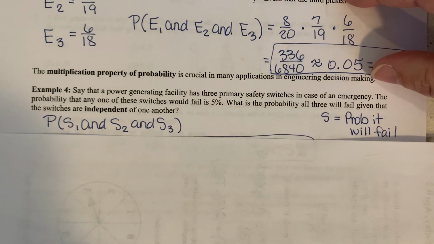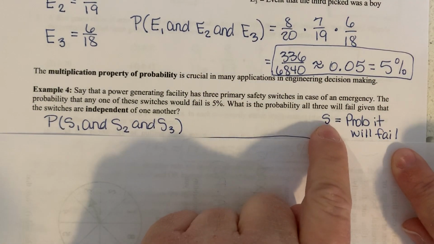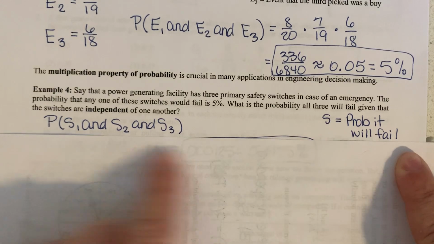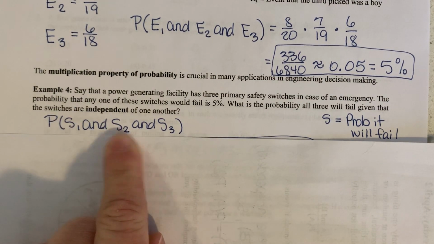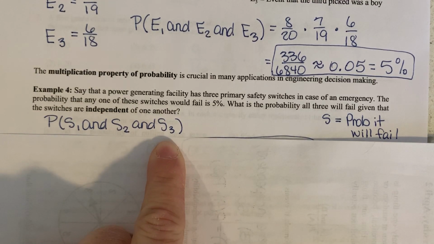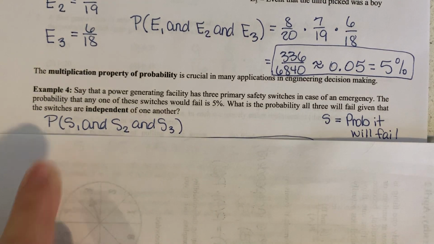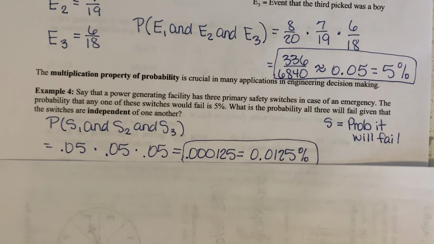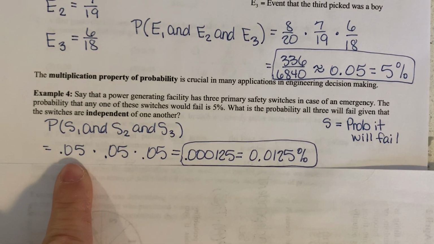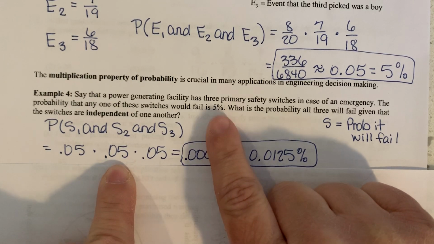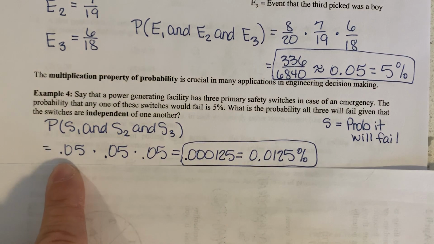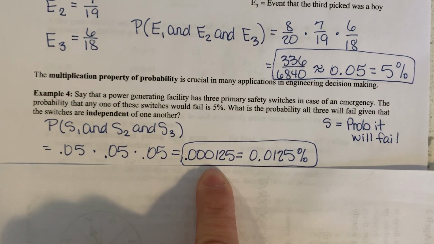So we're going to call S the probability that it's going to fail. We want to know what's the probability that the first switch fails and the second one and the third one. And they're completely independent of one another. All right, well, the first probability would be 5% or 0.05. The second switch has a probability of failure at 5% and the third. So we would just multiply all 3 together and that's our answer.